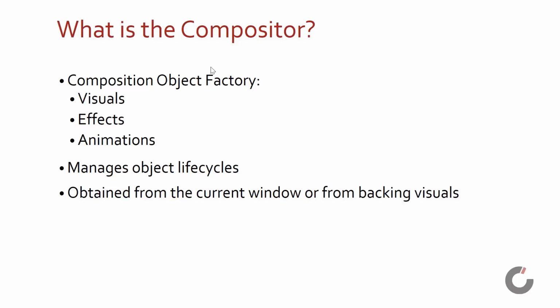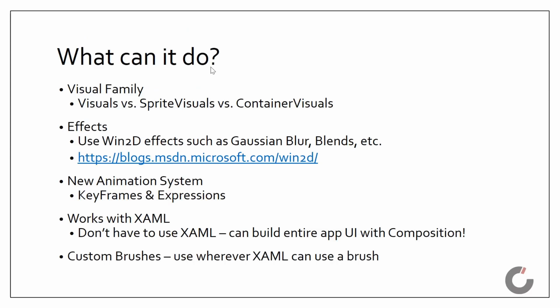We can obtain the compositor in a number of different ways. We can either get it from our current window, which is a new feature that recently shipped in the SDK, or we can get it from back in visuals, and we'll be covering that in a moment in a demo. So what can we do with the Windows composition? Well, I kind of mentioned visuals, and we'll go into those in a bit more detail, but these are effectively surfaces on which we can render and manipulate, and these things work very closely with the graphics card capability so that we can do things in a very smooth, performant way.